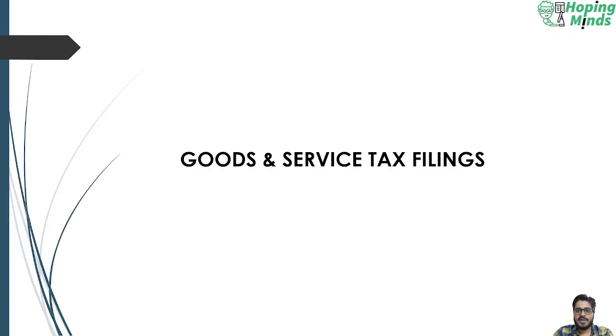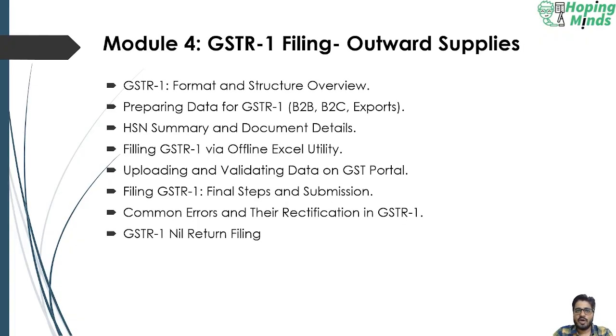So we have already completed 3 modules and we have moved to our 4th module, where we are going to learn all about GSTR-1 filing, that is filing of return for outward supplies. So before we proceed with this module, let us quickly see what we learned in our previous module.